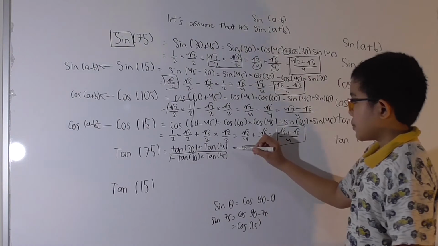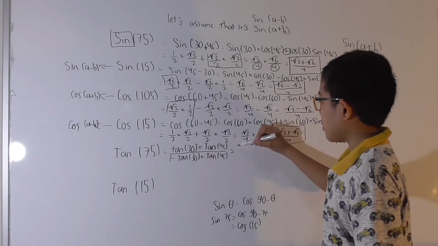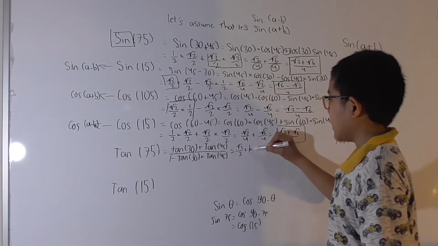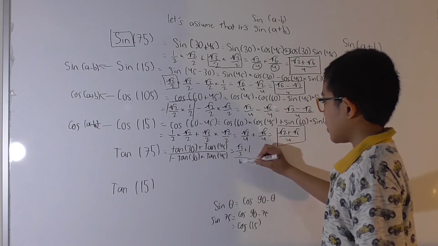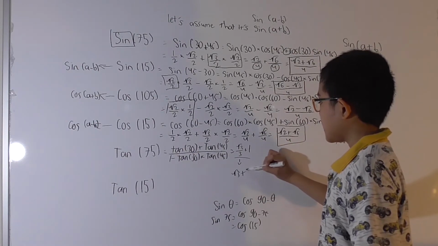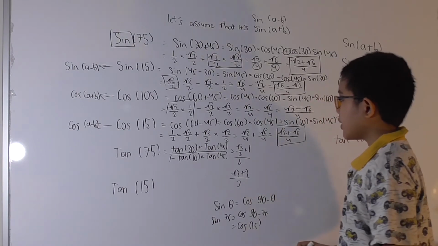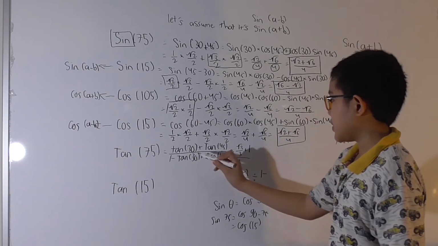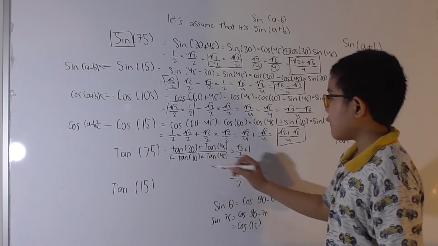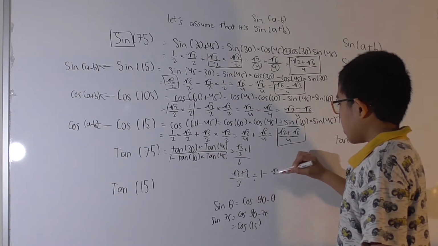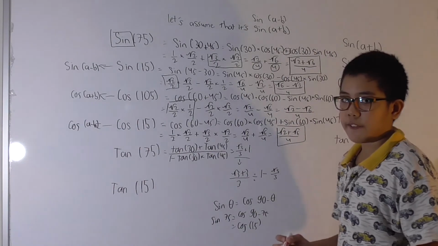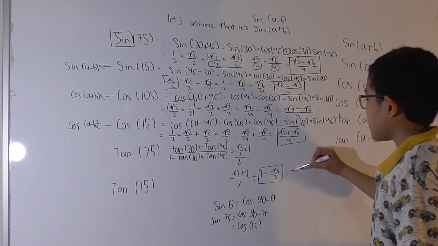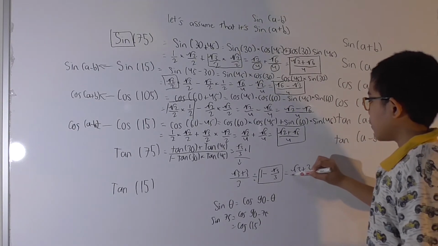And then, this will be, well, tangent of 30 is going to be square root of 3 over 3 plus by tangent of 45, that's 1. So you can write this as square root of 3 plus 3 over 3. And then, we divide it by 1 minus tangent of 30 times tangent of 45. Tangent of 30 is square root of 3 over 3 times by tangent of 45, which is times by 1. So it's going to be equal to square root of 3 plus 3 over 3.